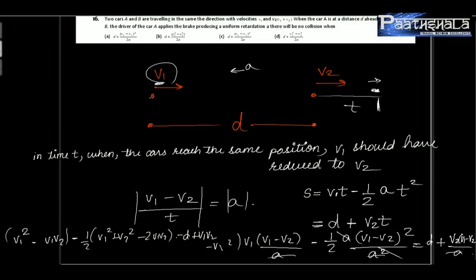so on simplifying this entire thing, what we do get is this V1 minus V2 the whole square, okay. Let me go on to the new page to simplify this actually, because we don't have room over here.